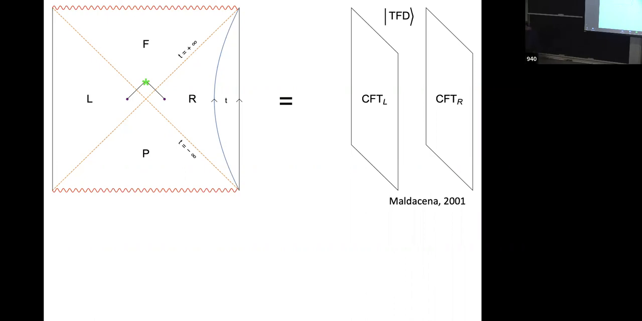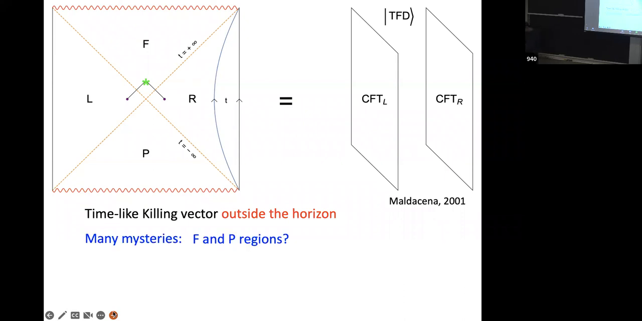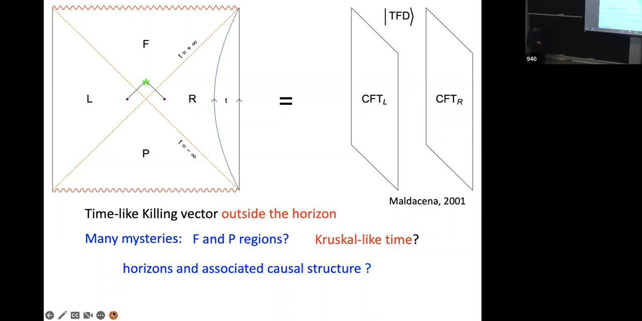These are the basic puzzles which have been there since the early days of the duality. The time-like Killing vector only exists outside the horizon. There are many mysteries. In particular, we know that in the black hole geometry there is a Kruskal time with which you can go in the vertical direction. How do we, using the field theory side, describe this Kruskal time? Not only this boundary time, we should also be able to describe the Kruskal time. And also, how do we see the horizons and the associated causal structure in the field theory?